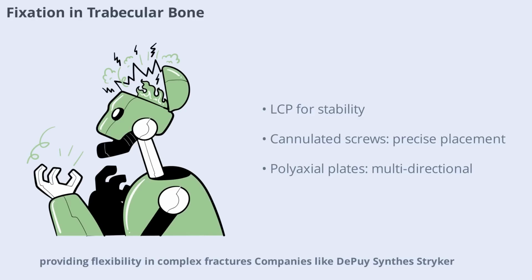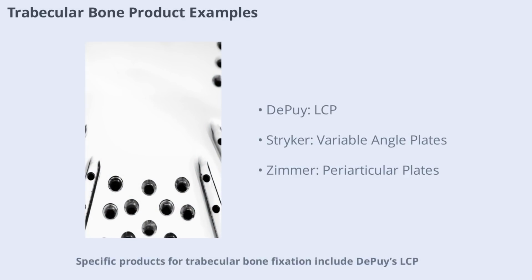Companies like DePuy Synthes, Stryker, and Zimmer Biomet lead the way in developing these advanced solutions. Specific products for trabecular bone fixation include DePuy's LCP, Stryker's variable angle locking plates, and Zimmer's periarticular locking plates. These products are designed to address the unique needs of trabecular bone, offering stability, flexibility, and minimal disruption. Their advanced engineering ensures that even complex fractures can be managed effectively, supporting rapid and reliable healing.